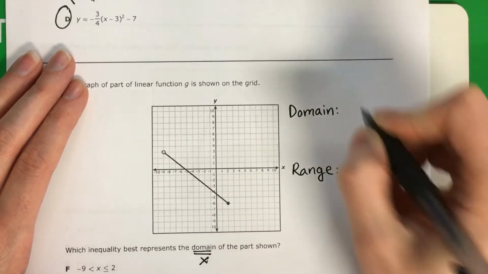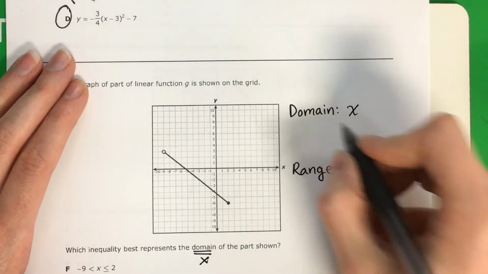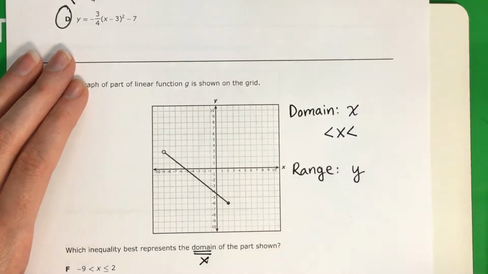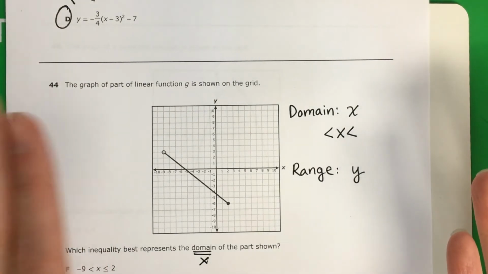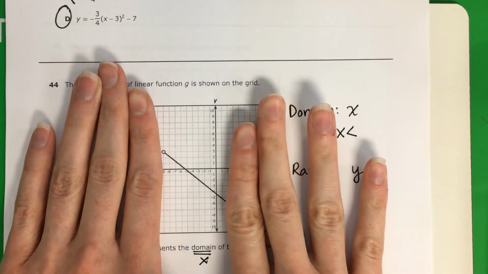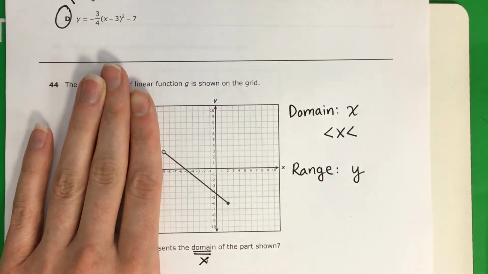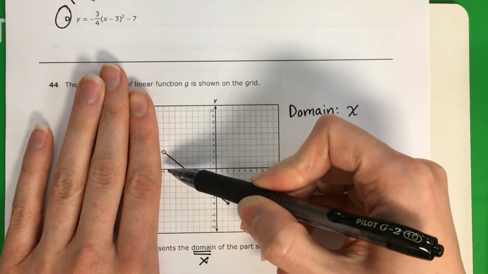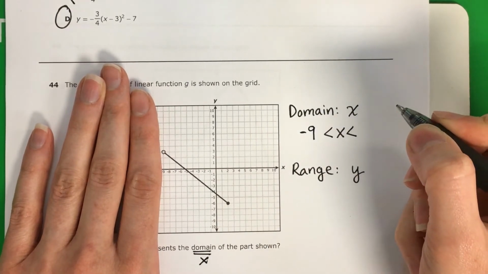Okay, so just as a reminder, domain is x and range is y. So how you always start is you always put x and less than and less than. X is left and right, so I'm going to put one hand on the left and one hand on the right. Now left is small, so I'm going to start with the left. So what number is my left hand touching? It's touching -9. So I'm going to put -9 on the left here.